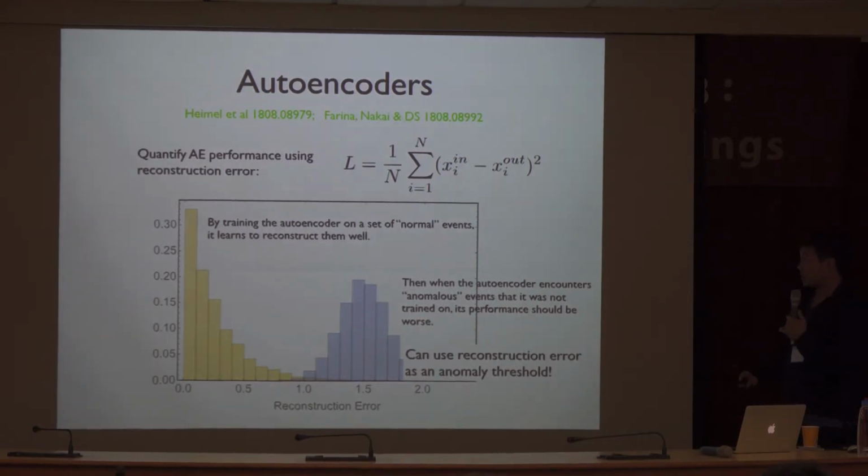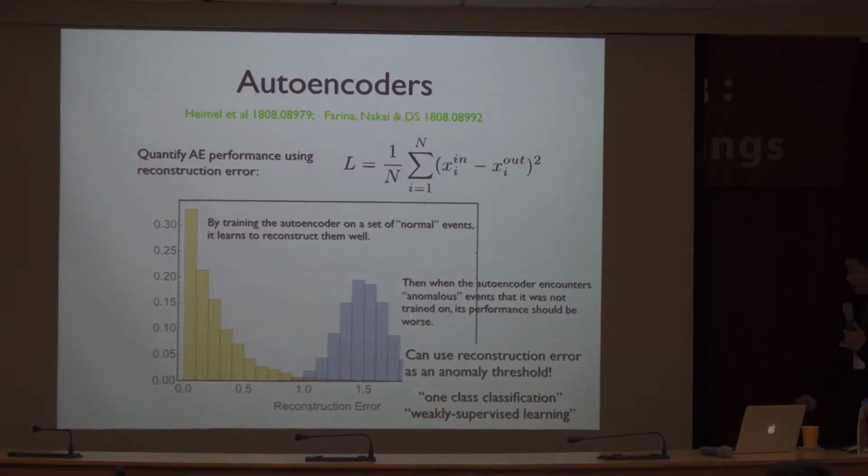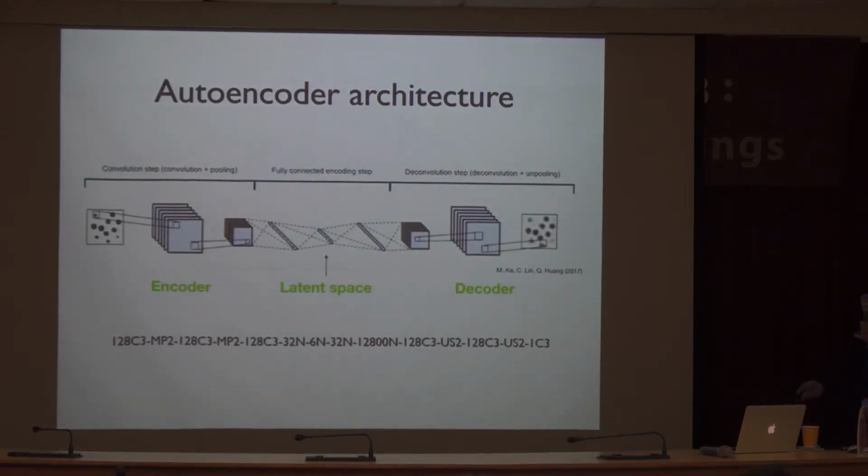And you can do this in principle directly on the data, or just on simulated background. Okay, if you do it just on simulated background, this is called one-class classification, or it's an example of weakly supervised learning. If you do it directly on the data, it's an example of unsupervised learning. Okay, so this was the autoencoder. We actually studied 3 autoencoders, but in the interest of time, this is the main one that we studied.